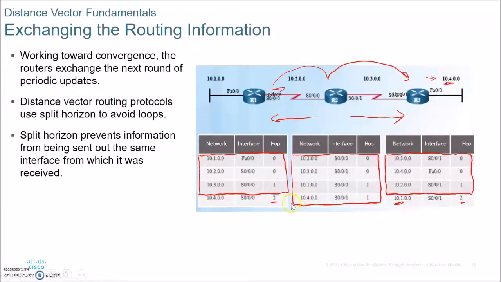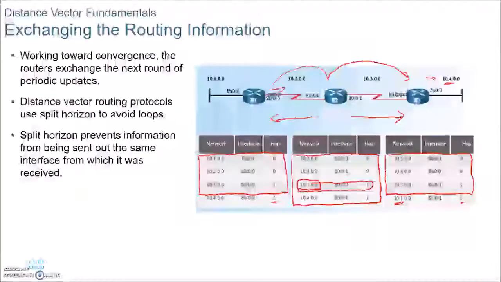Next, distance vector routing protocols use split horizon to avoid loops. What is split horizon? Split horizon basically means that information will not be sent out from the same interface where it was received. Let's look here. R2 received the 10.1.0.0 information from R1, correct? So this entire route will not be sent back to R1.